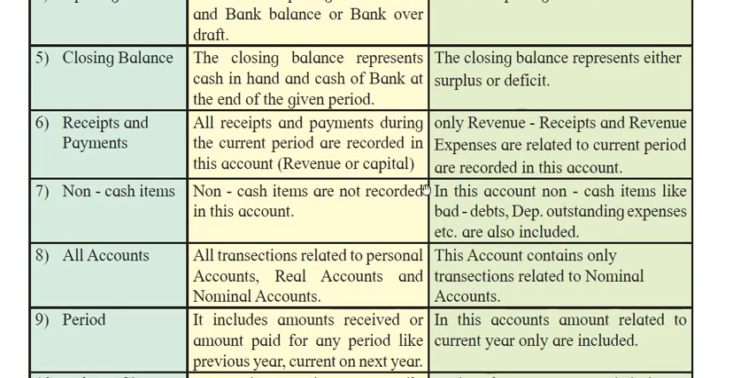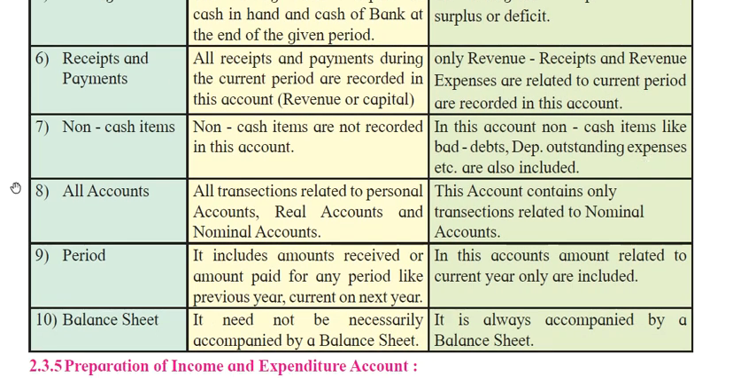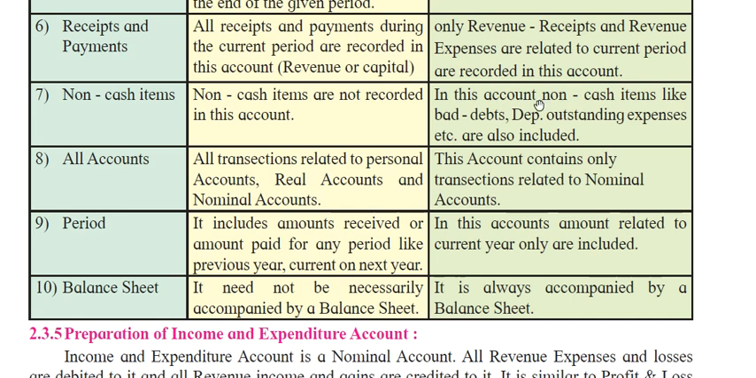So receipts and payments, all receipts and payments during the current period are recorded in this account. So current year entries are recorded in the receipts and payments. In income and expenditure, only revenue receipts and revenue expenses related to the current period are recorded in this account. And what about non-cash items? Non-cash items are not recorded in receipts and payments, but in the income and expenditure account, non-cash items like bad debts and outstanding expenses are also included and calculated. And next is all accounts, all transactions related to personal accounts, real accounts and nominal accounts.